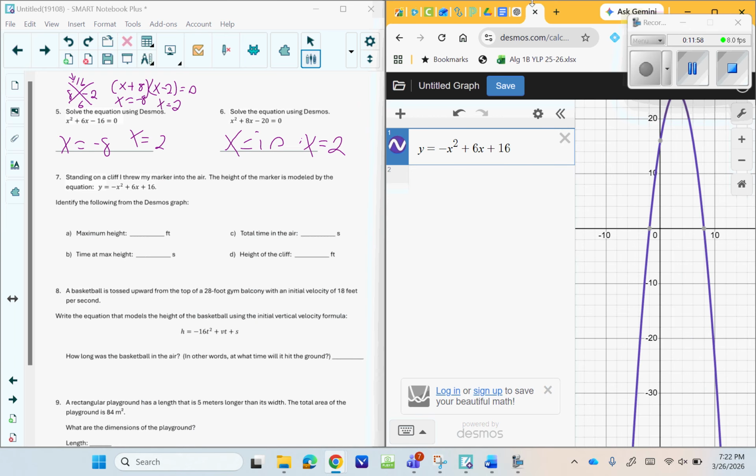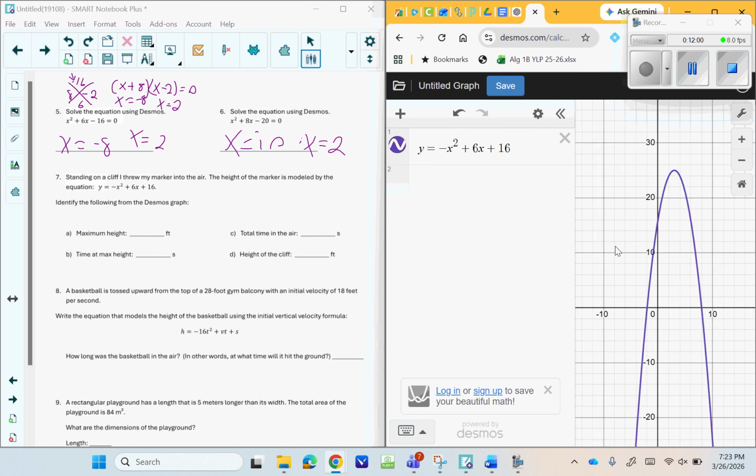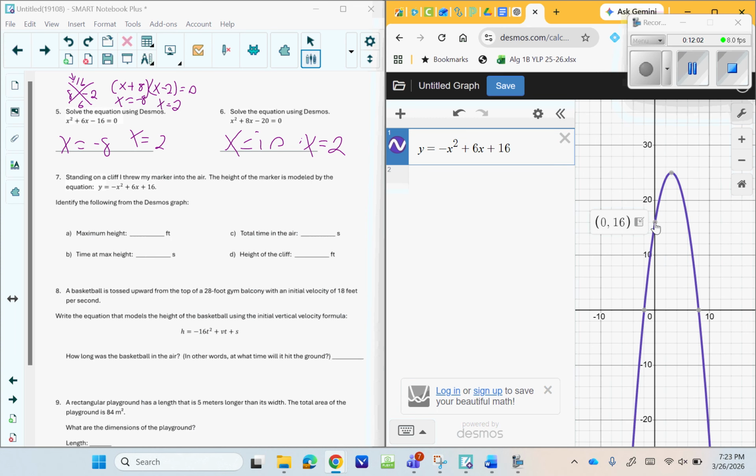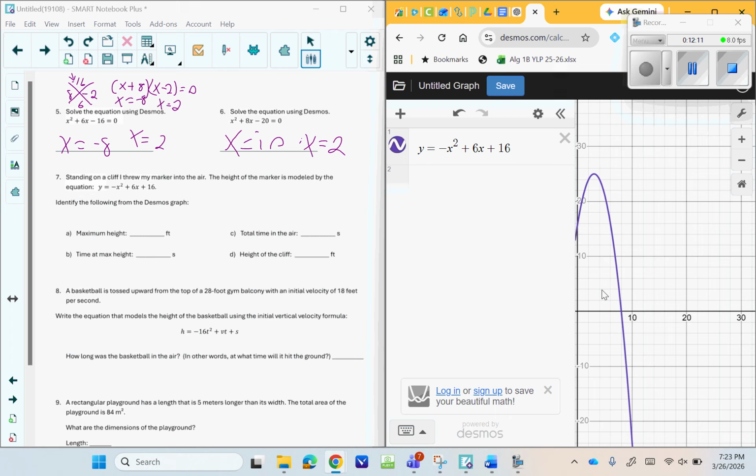Okay, so kind of think about where we just came from. So if you're starting here, all of this over here is negative time. So I don't really care about that. So we're just gonna pretend like it's right here. And so the marker is gonna go up in the air to a certain part, and then it's gonna go down until it hits the ground. And the ground is right here.